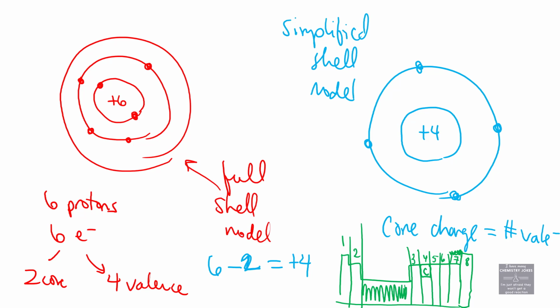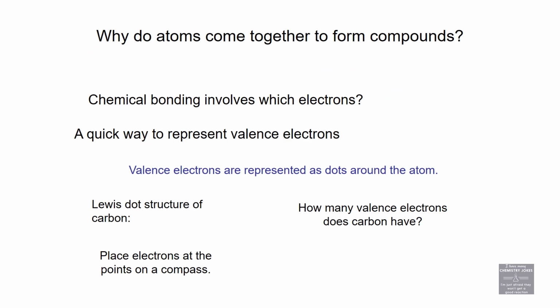What does it have to do with Lewis structures? Well, we're going to form compounds. Why do atoms come together to form compounds? We were talking about shell models and electronic structures of atoms, but atoms coming together to form compounds, they do that because they can get to a lower energy state by doing that. And when they come together and make bonds, what kind of electrons are involved in bonds? Valence, not core, only valence.